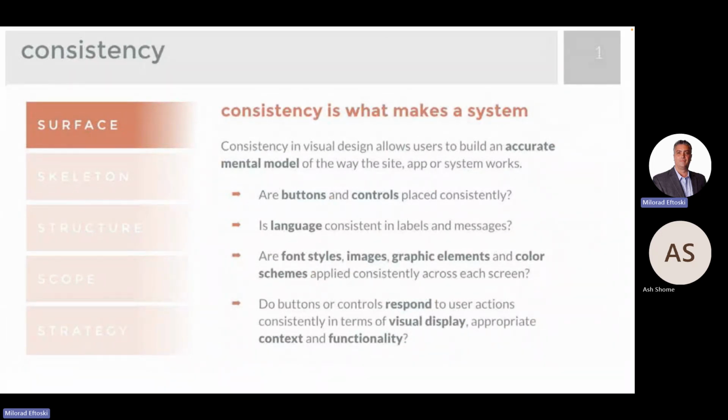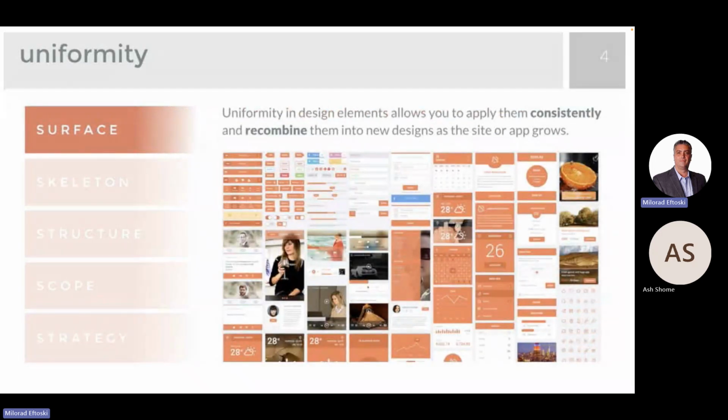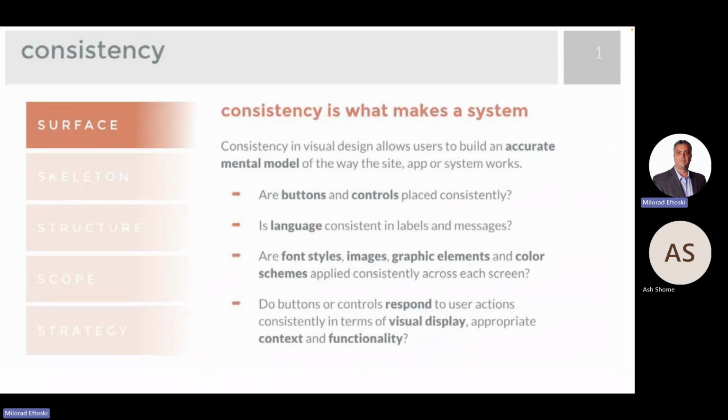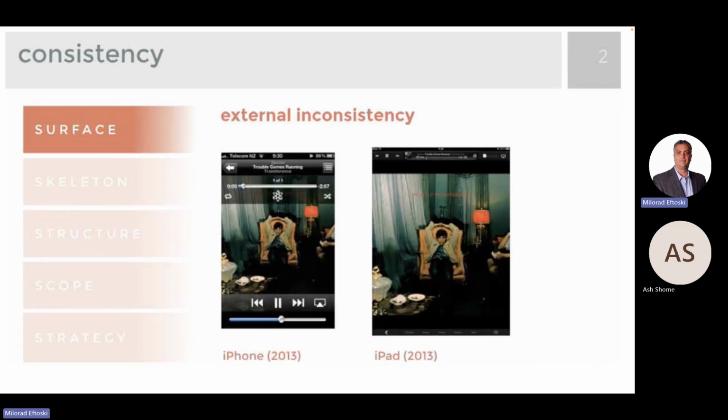And consistency is what makes a system, right? Consistency in visual design allows users to build an accurate mental model of the way the site, app, or system works. Things like: are buttons and controls placed consistently? Is language consistent in labels and messages? Are font styles, images, graphic elements, and color schemes applied consistently across each screen? If you have the UI kit like this, you should solve all these problems. That's why consistency is important. Do buttons or controls respond to users' actions consistently in terms of visual display, appropriate context, and functionality?